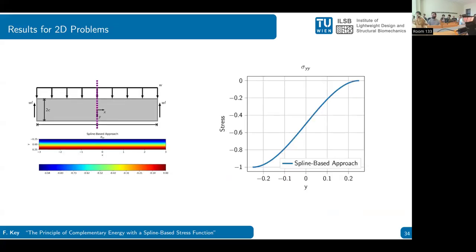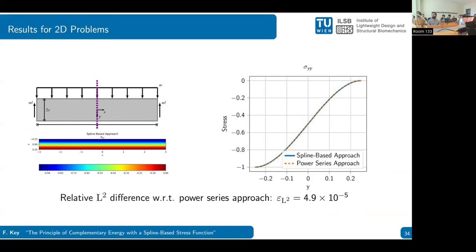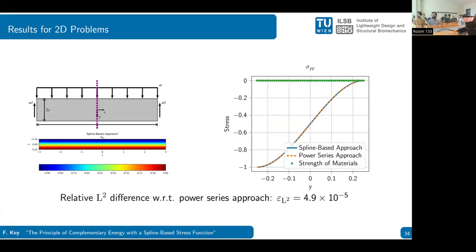But the other component, sigma yy, is a bit more interesting. We again have good agreement with the reference, and this is something you could not model through simple beam theory, because this would give you 0 for the component.